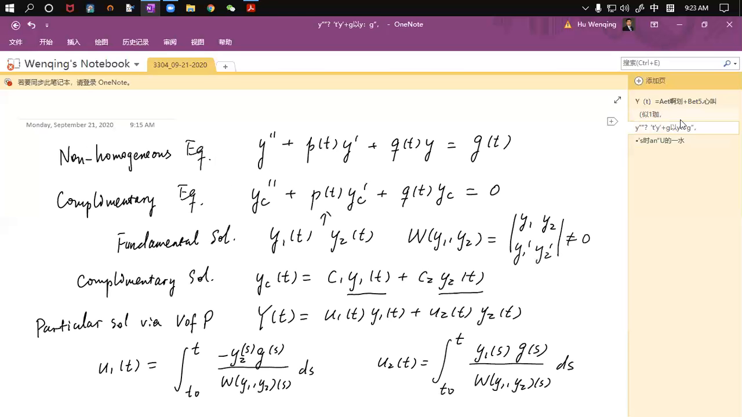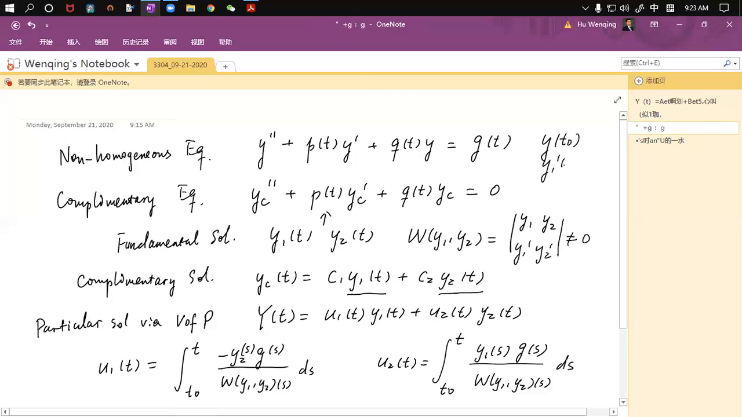So let's look at this formula more closely. u1 is minus y2, and u2 is plus y1. But what is the integral about? Well, the integral is from t0 to t, which is for an initial value problem. So you have to give me y of t0 and y prime of t0.